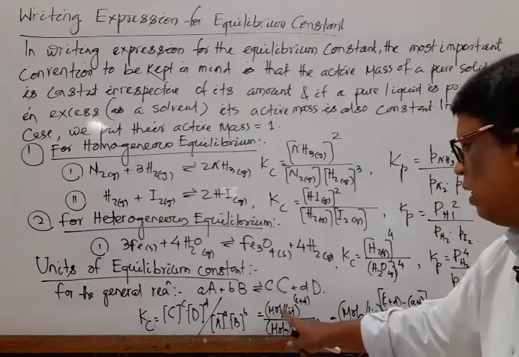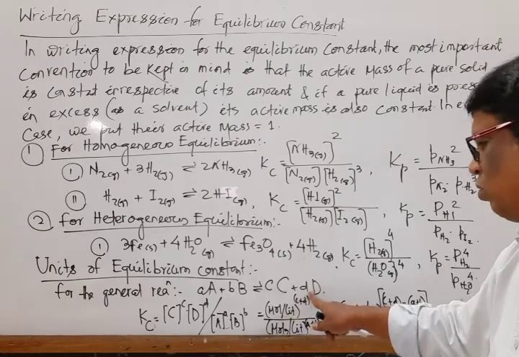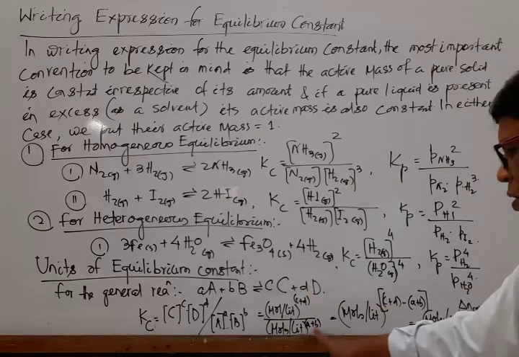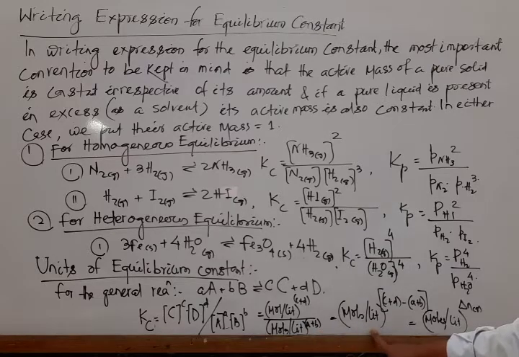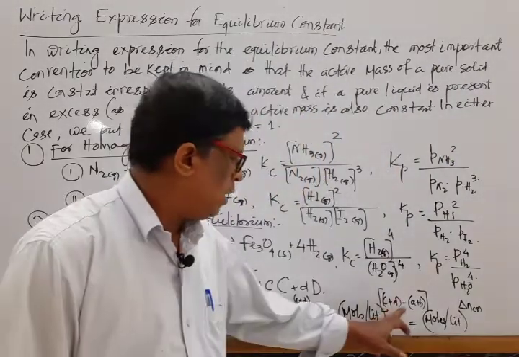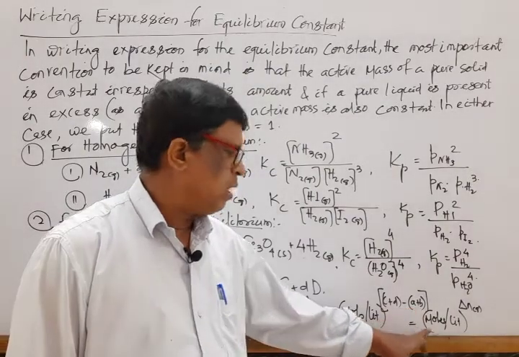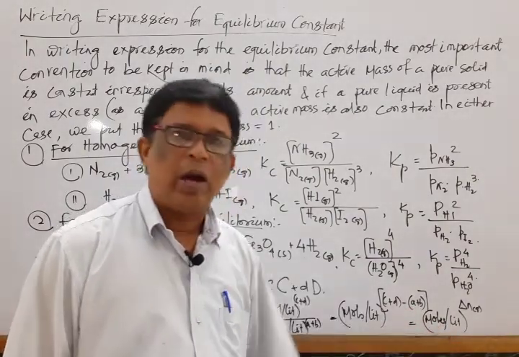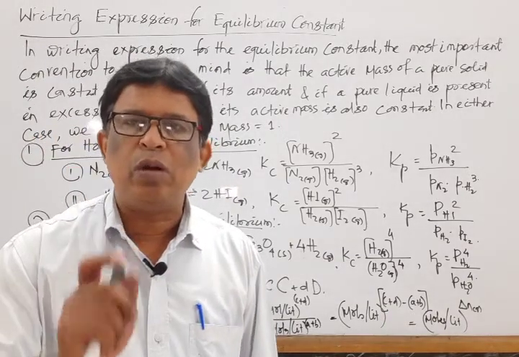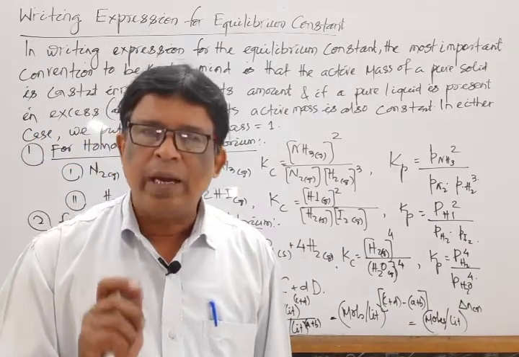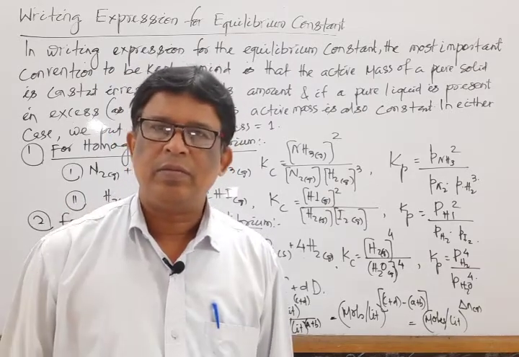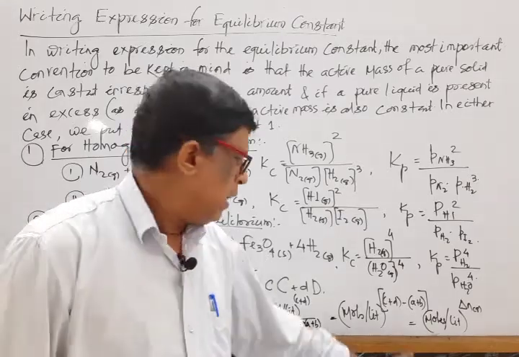So we say that it is molar concentration to the power c plus d, divided by molar concentration to the power a plus b, in moles per liter. In general, finally, that is moles per liter to the power (c plus d) minus (a plus b). That means moles per liter to the power delta ng. What is delta ng? The total number of gaseous moles of the product species minus the total number of gaseous moles of the reactant species. That is the Kc.